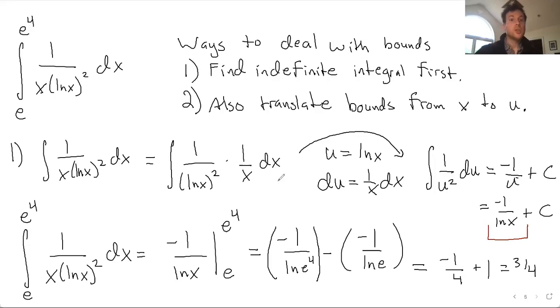Okay. So this is one way that we can handle definite integrals. Just do the u substitution totally separately. Once you get that function, that's the thing that shows up when you're using the fundamental theorem.